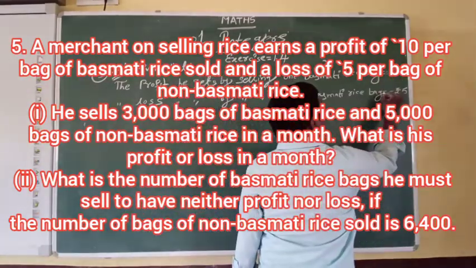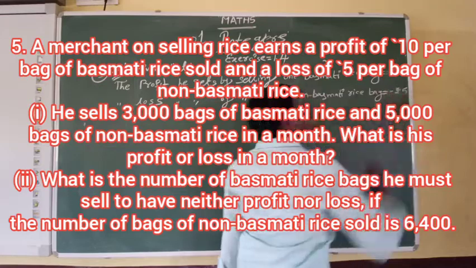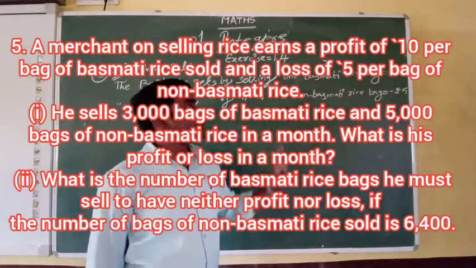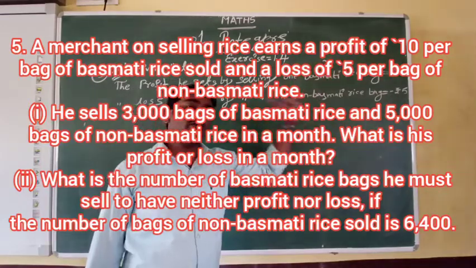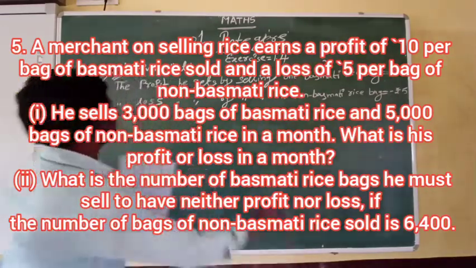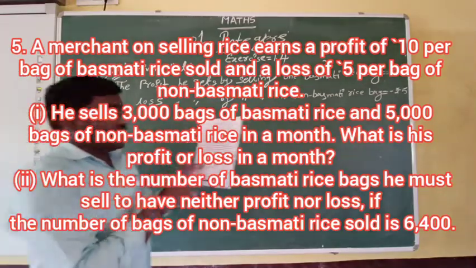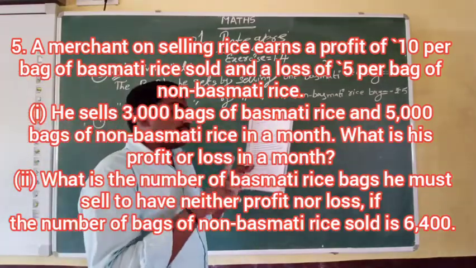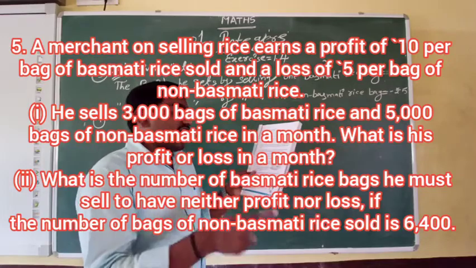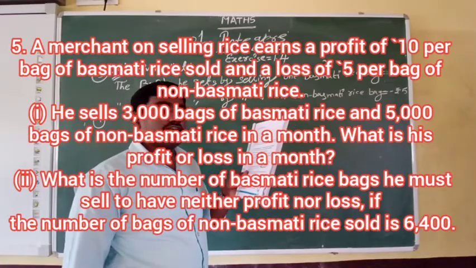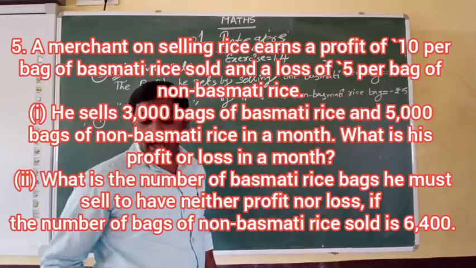So here it is clear. This is the main thing actually. He'll get 5 rupees loss on non-basmati rice, that means -5 rupees. He'll get plus 10 rupees on every basmati rice bag. So this is the first question. First question is what? He sells 3000 basmati rice bags and 5000 non-basmati rice bags in a month. What is the profit or loss in a month?